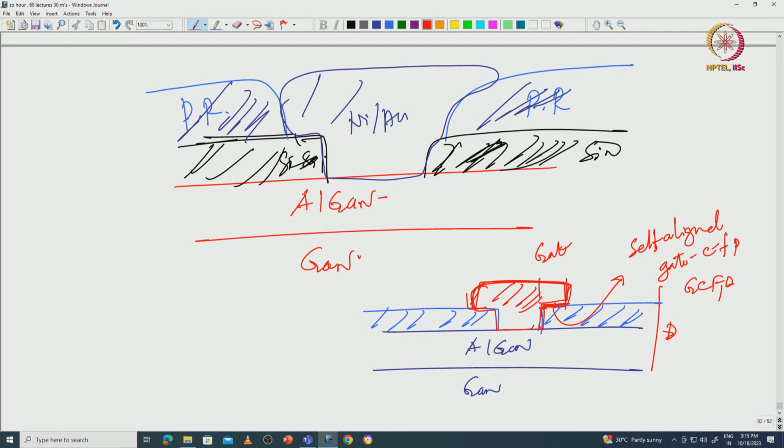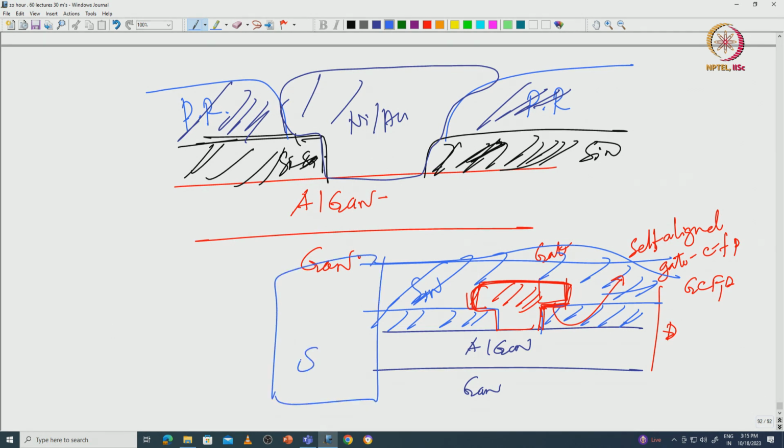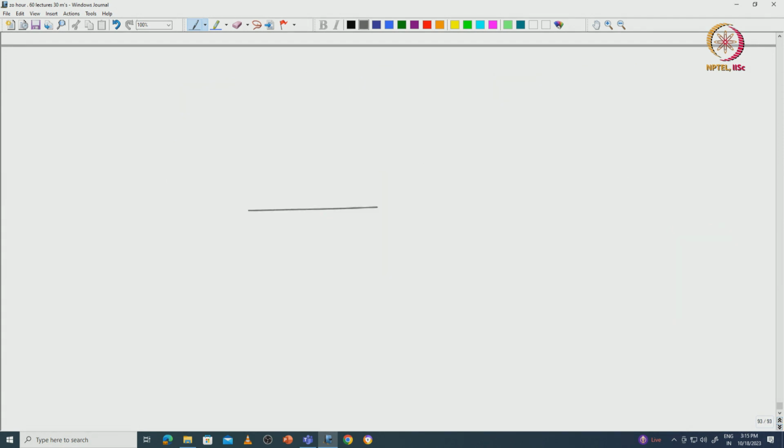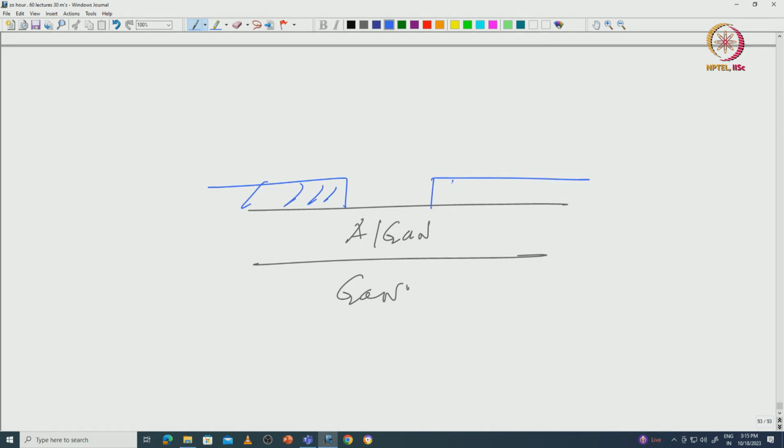Now you again put a field plate dielectric, another layer of silicon nitride, maybe 200 nanometer, and this is source, right. From the source you take the metal which goes up like that and it goes up to there. Maybe I can use a different picture here. So this is AlGaN, this is GaN, you had silicon nitride, and then you had a gate.